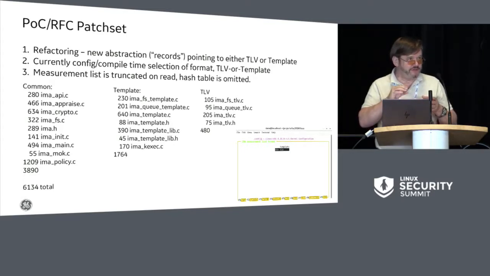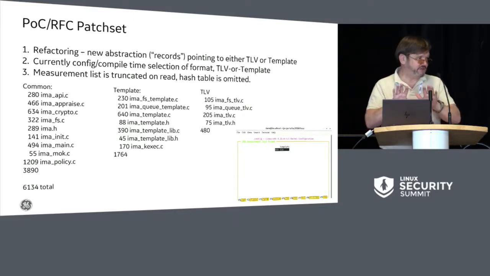while most of the template code was nicely isolated into IMA template and IMA template lib, there was some aspect of template throughout some of the other files. And so the first thing was basically just doing a refactoring to get all of the template things into an additional IMA FS template, IMA Q template, and pulling off a separate IMA template.h, just not changing any functionality, just refactoring it. The second part then was to write the TLV code.